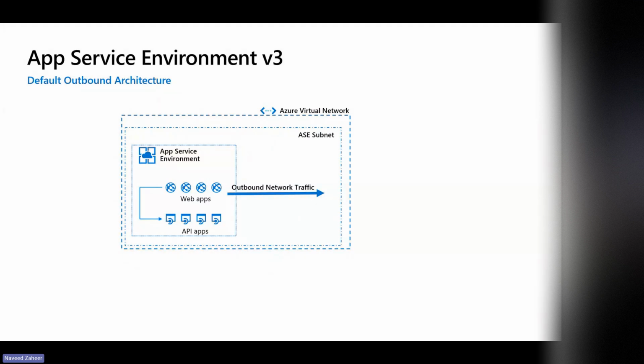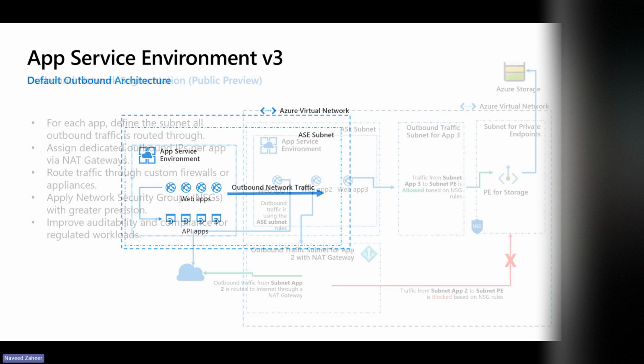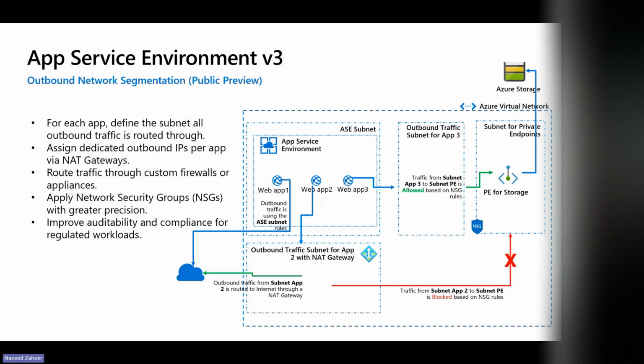Okay. So, as you know, if it's going outside of the subnet to the internet, it will have an IP address that is dictated by Azure, if you're not using any NAT gateway. So that's how the default outbound works. But it doesn't work for all the customers. A number of customers are looking for a more advanced way to segment that traffic, because what happens is when you have these apps running inside an app service environment, they may have different outbound requirements.